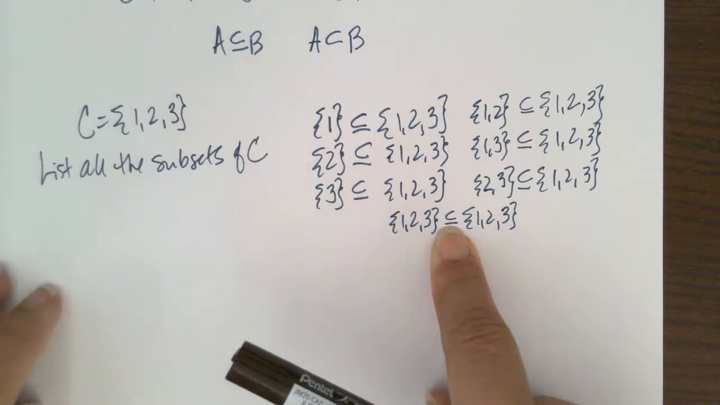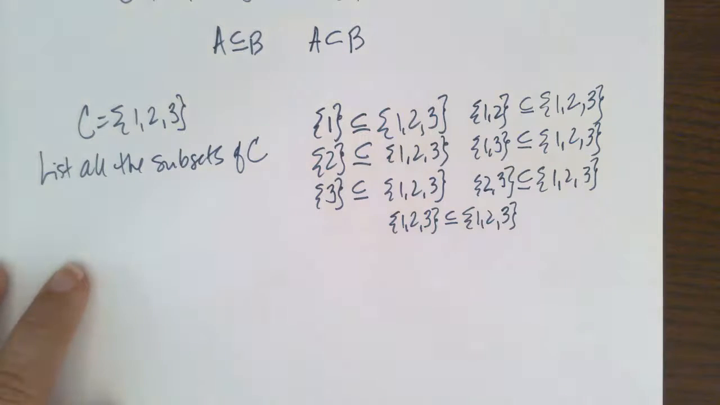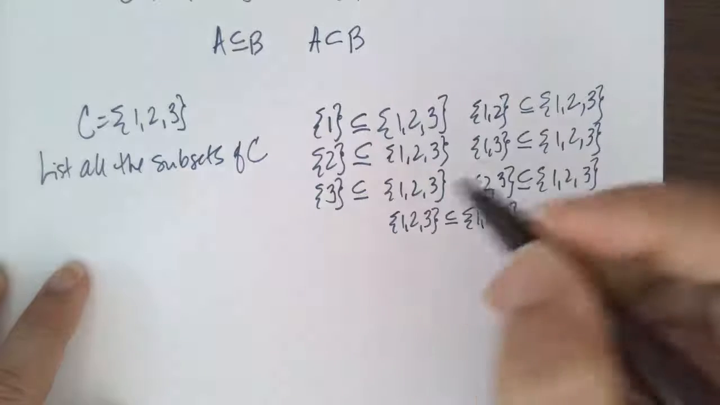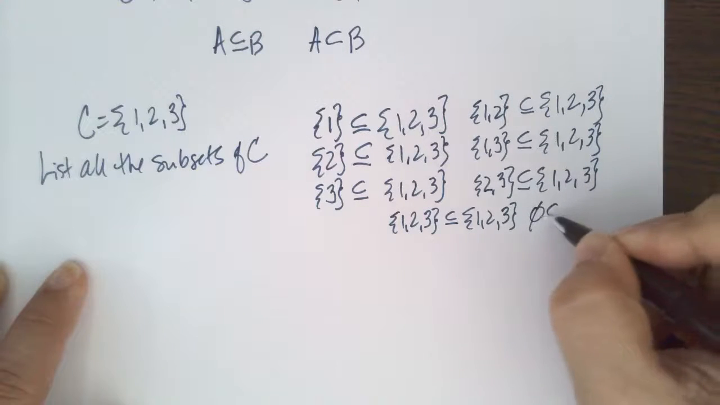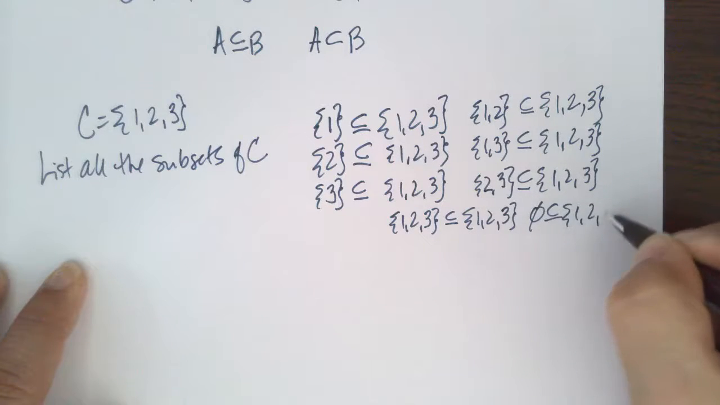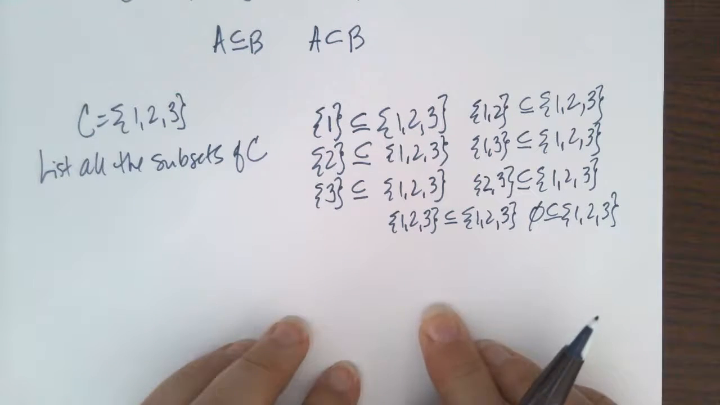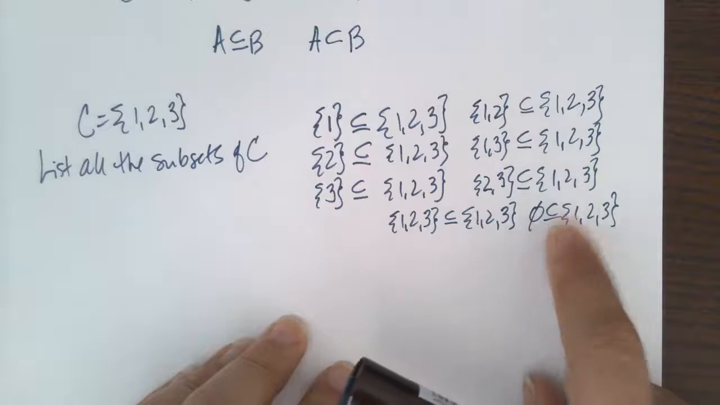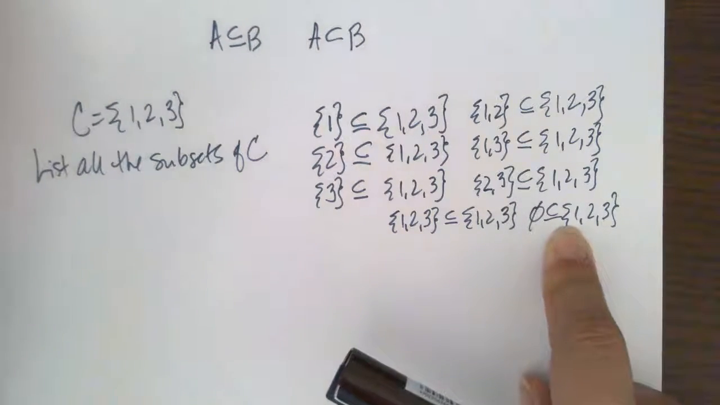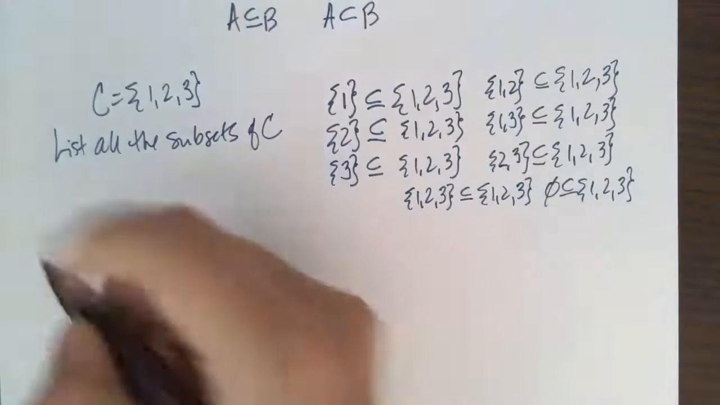Now, the question is, how is this any different? Oh, in the empty set, there's one more set, sorry. The empty set, which is a subset of every set. I knew there should be 8 subsets, so I was like, wait a minute, we're missing one. Yeah, the empty set is a subset of every set.